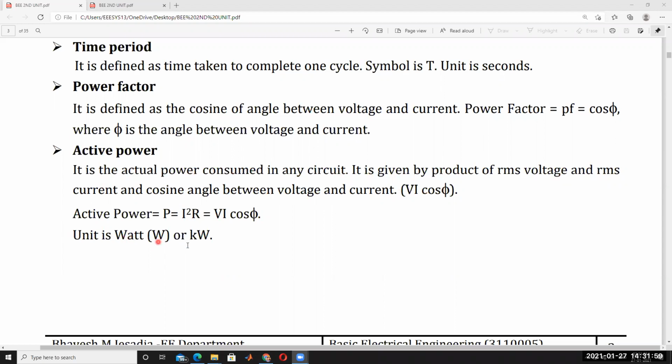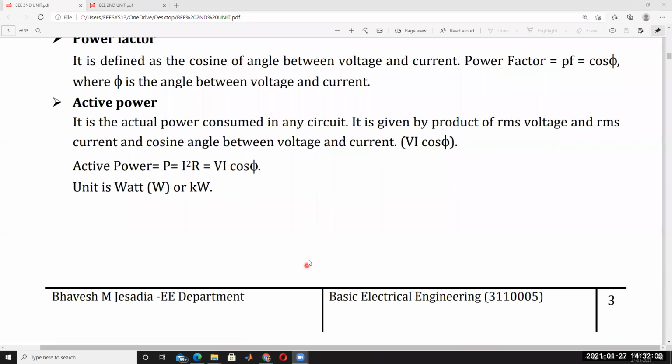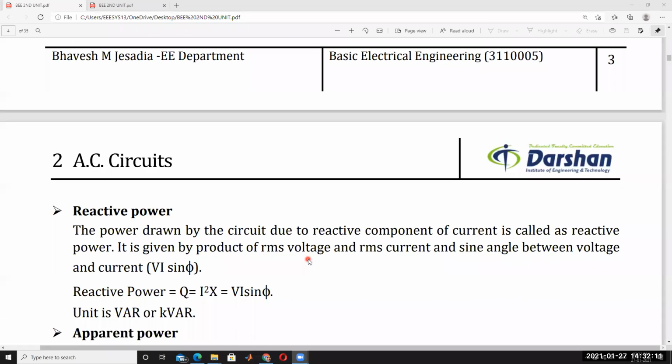Units are watts or kilowatts. Active power is equal to I square R, that is equal to VI cos phi. Units are nothing but watts or kilowatts. This is called active power. Then reactive power.